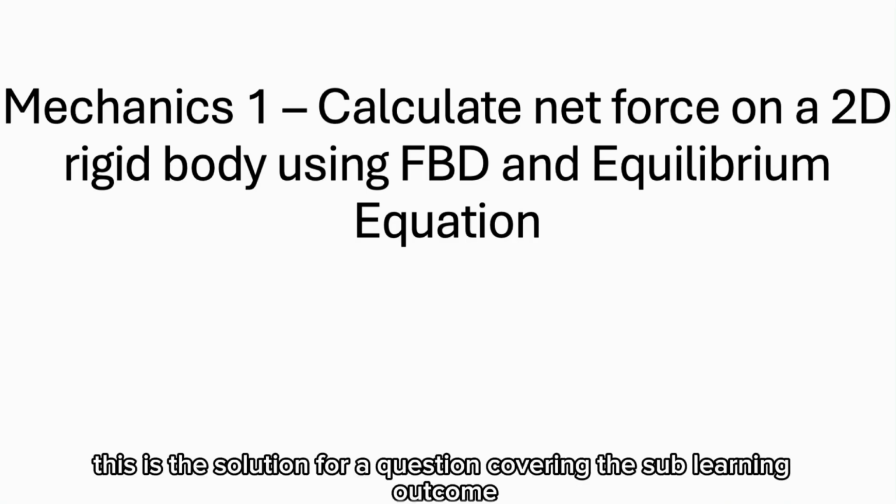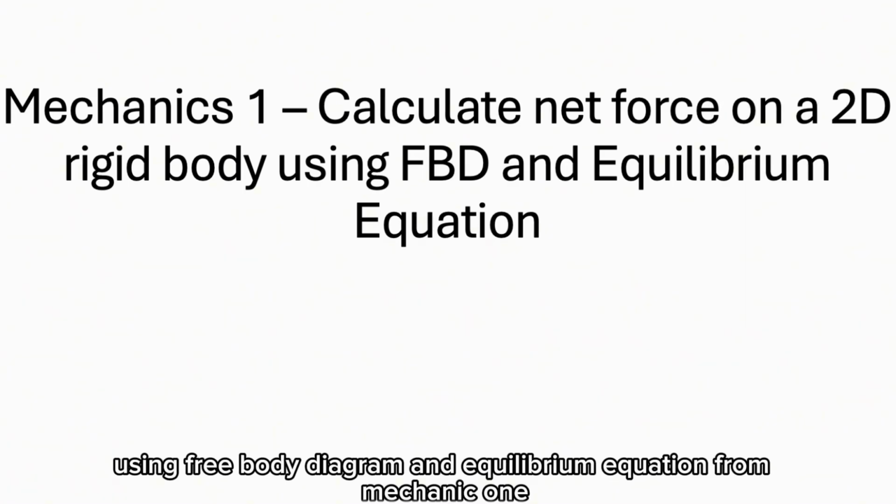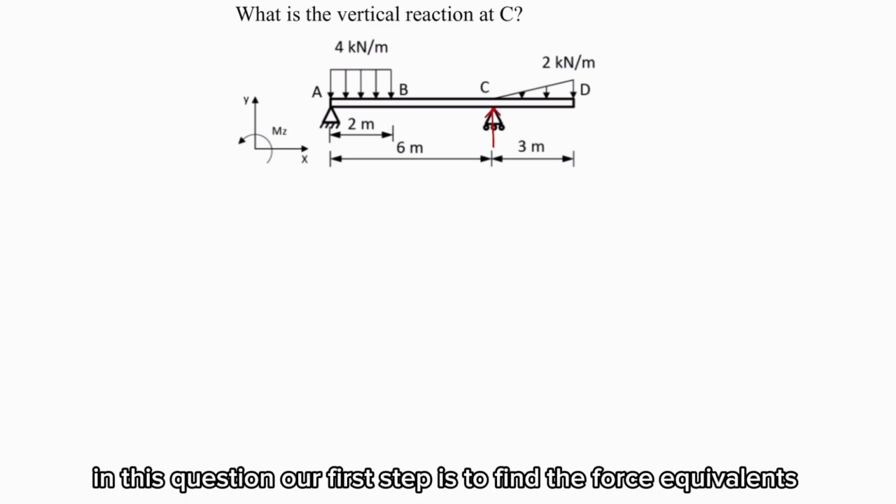This is the solution for a question covering the sub-learning outcome: Calculate net force on a 2D rigid body using free body diagram and equilibrium equation from Mechanics 1. We are going to find the vertical reaction at point C in this question.